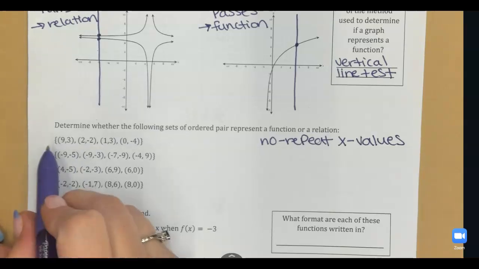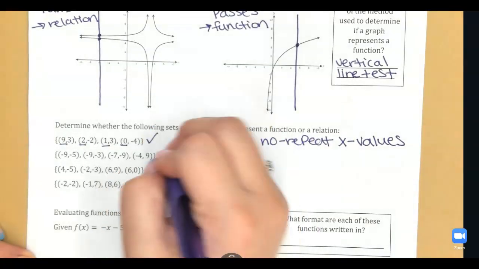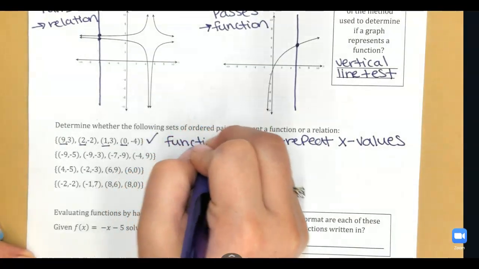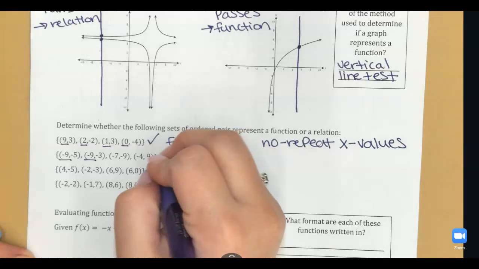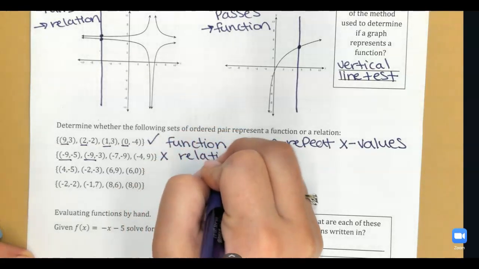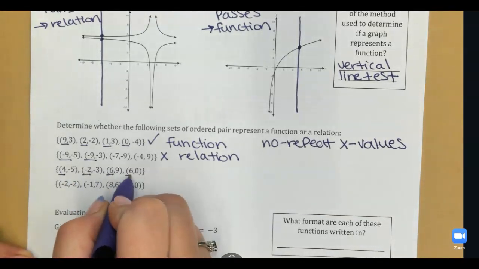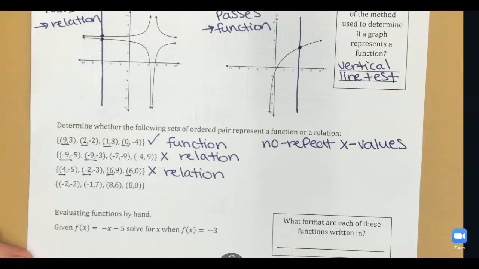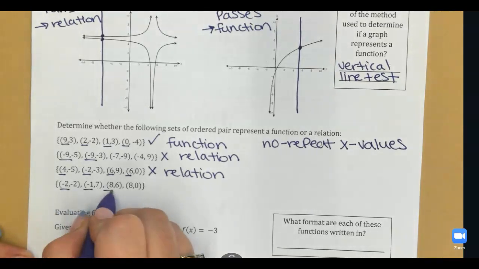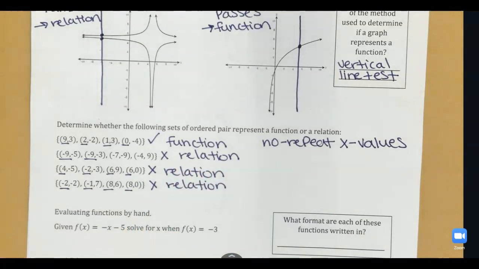So looking at these, I'm going to look at my first row. For my x's, I have 9, 2, 1, and 0. None of them repeat, so this is indeed a function. On the next row, I have -9, -9. It's already failed, so this is a relation and not a function. On my next one, I've got 4, -2, 6, 6. I've got two 6's, so this is a relation and not a function. And on my last one, -2, -1, 8, 8. Again, I have repeating x's, so that is a relation. So your y values can repeat, but your x values cannot.